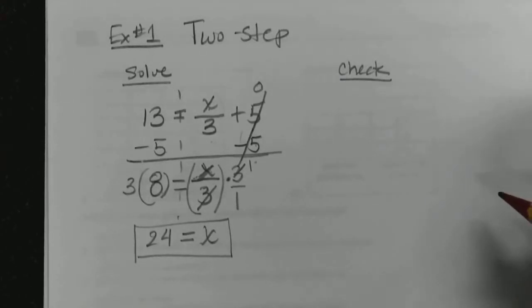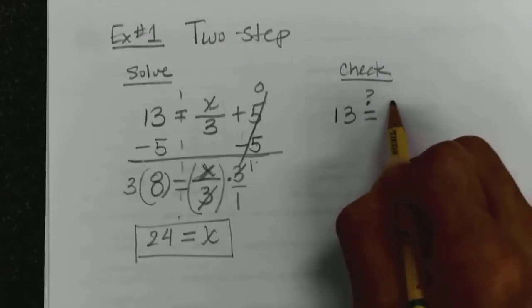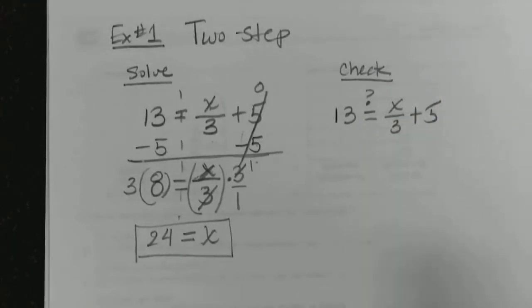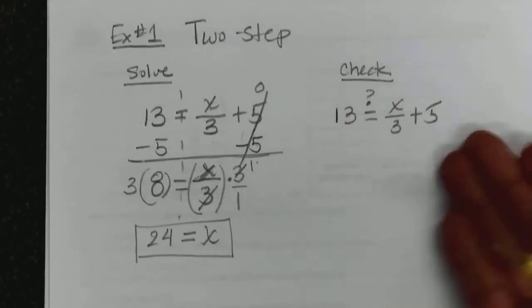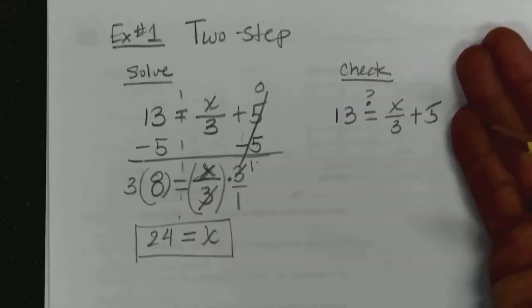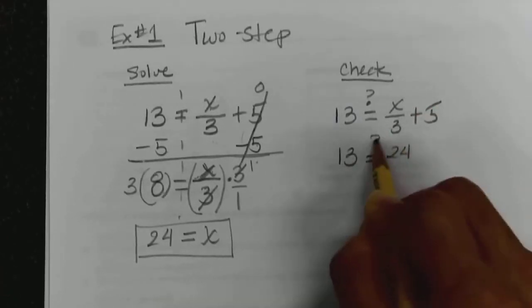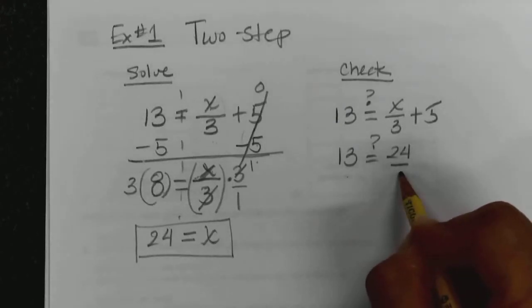Okay? Now here's how you check. We're checking to see if this side of the equal sign is equal to this side of the equal sign. That's what you're checking for. So you start with the original. And I want to know if this is equal to this when I plug it in, right? X is equal to 24, so now let's plug it in. When I plug it in, is this side going to equal 13?